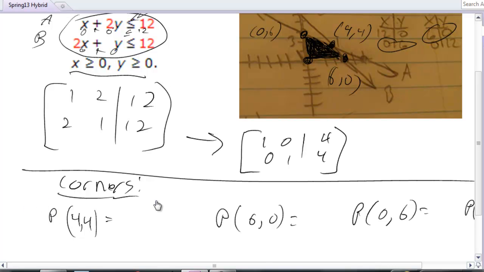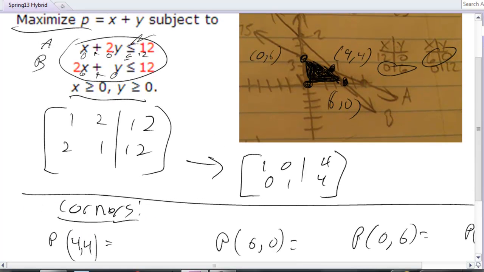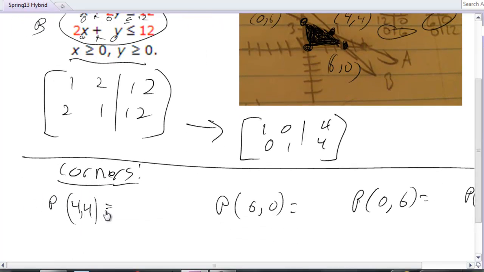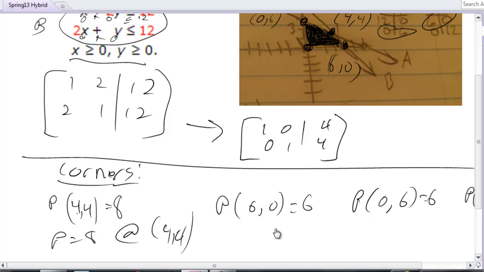So long story short, the equation we're trying to min or max though is just x plus y. So x plus y makes 8, x plus y makes 6, x plus y makes 6. So therefore, we're going to have a P equaling 8 at 4, 4. I hope that made sense.